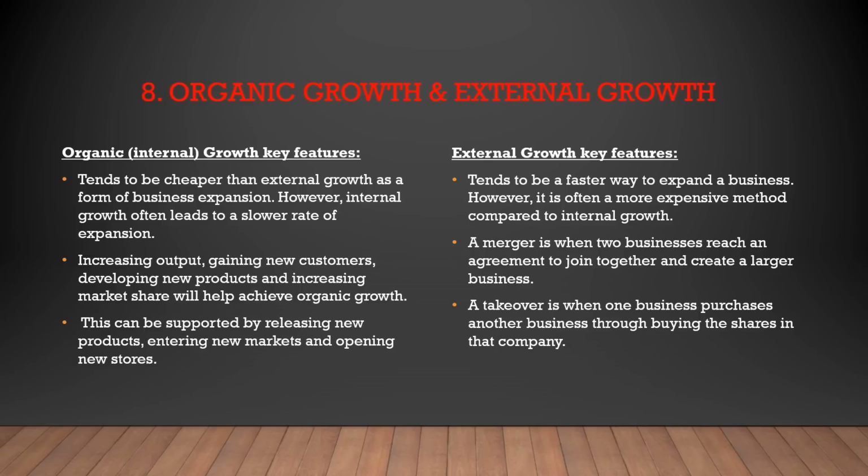Now, external growth, the key features: it tends to be a faster way to expand a business. However, it's often a more expensive method compared to internal growth. Now, the two types of external growth: a merger and a takeover. A merger is when two businesses reach an agreement to join together and create a larger business. And a takeover is when one business purchases another business through buying the shares in that company. So make sure you've got organic growth and external growth down.